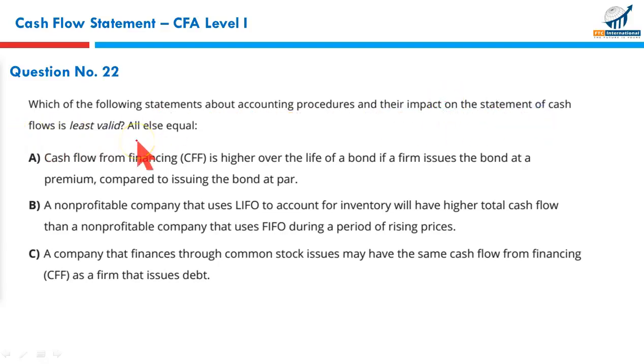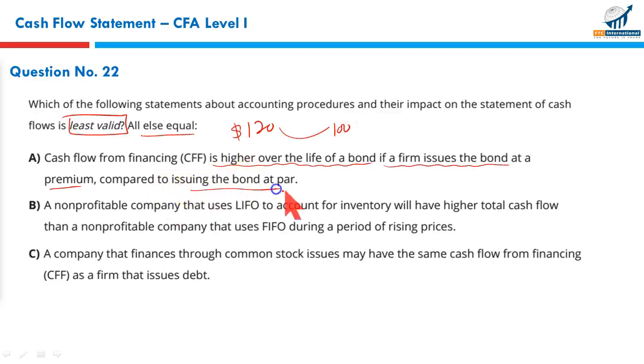Next, which of the following statements about accounting procedures and their impact on the statement of cash flows is least valid? Is least valid. In other words, which of these statements is wrong? A. Cash flow from financing is higher over the life of a bond if a firm issues the bond at a premium. When a bond is issued at a premium, let's say $120, at maturity it is redeemed at $100. And when you issue a bond at par, it is redeemed at par. Net impact is zero. But in this case, net is positive, 20.